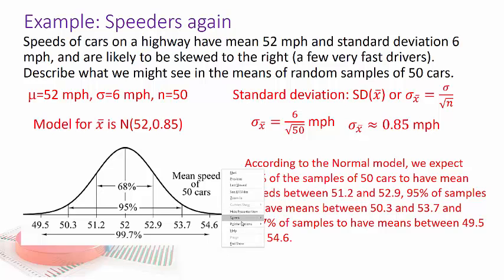Notice how they said mean speeds. If you said speeds, that's a different thing because you're talking about each individual data point. Here we're saying mean speed. So this is the means for our sample. Between 51.2 and 52.9 miles per hour, 95% of the samples have means between 50.3 and 53.7, and 99.7% of samples have means between 49.5 and 54.6.